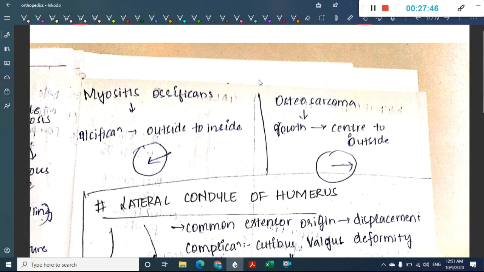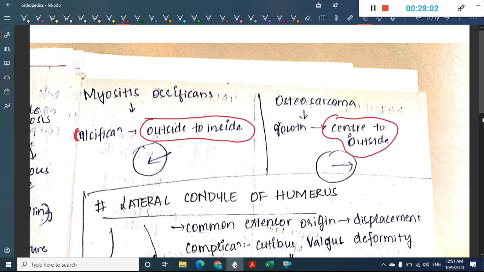Next, what is the difference between myositis ossificans and osteosarcoma? In myositis ossificans, the calcification is from outside to inside, whereas in osteosarcoma, the growth is from center to outside. That is the main difference.